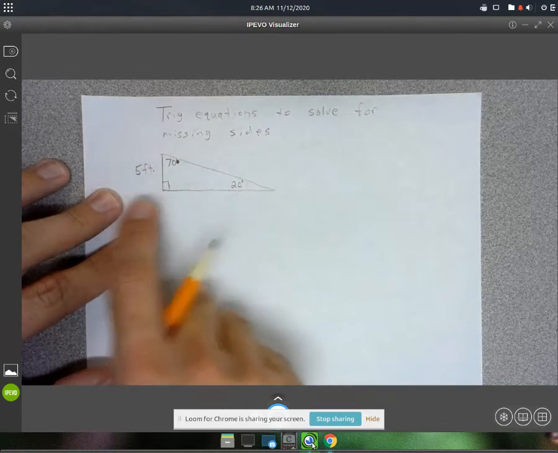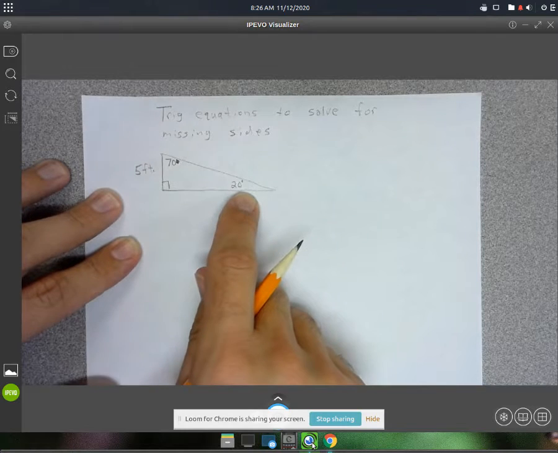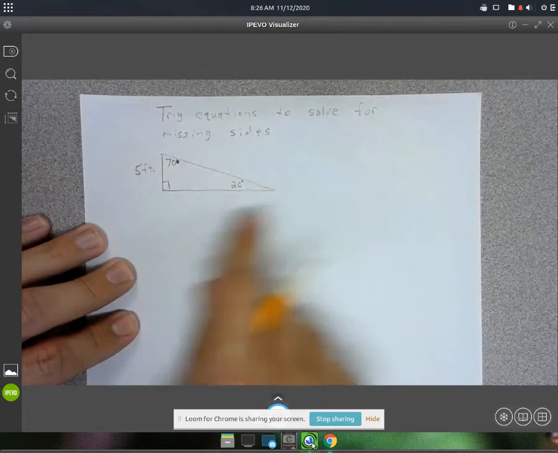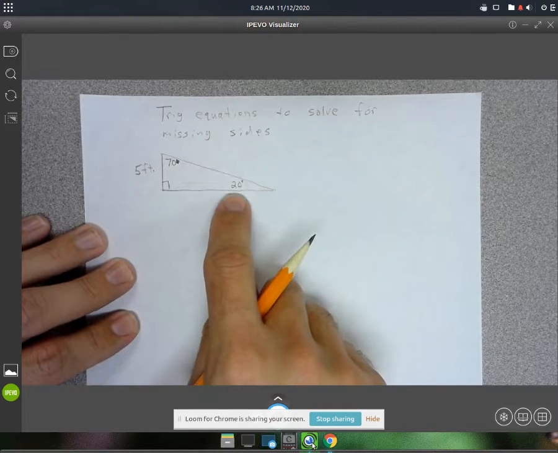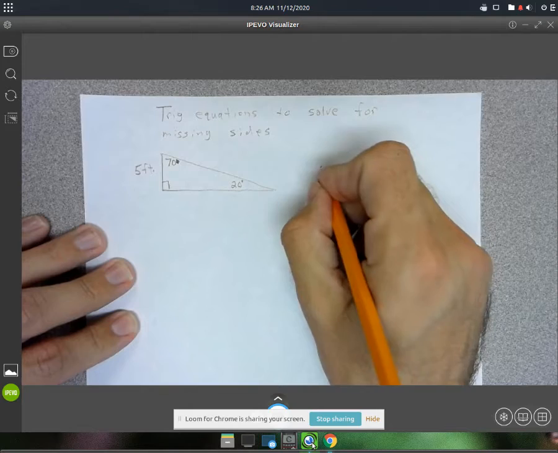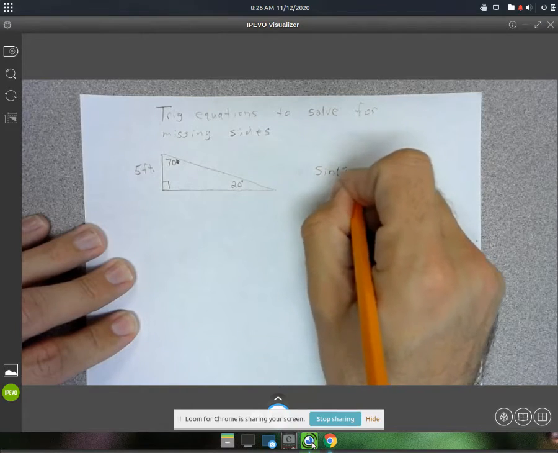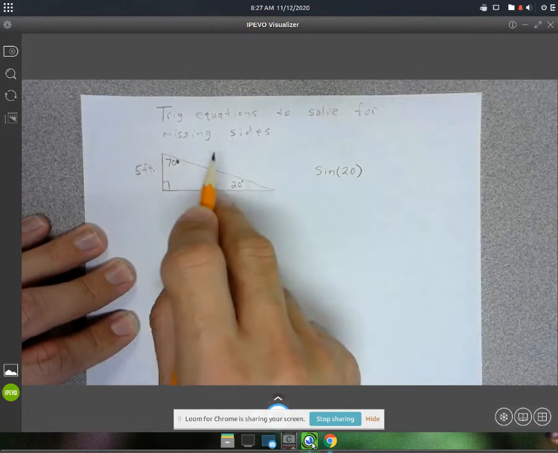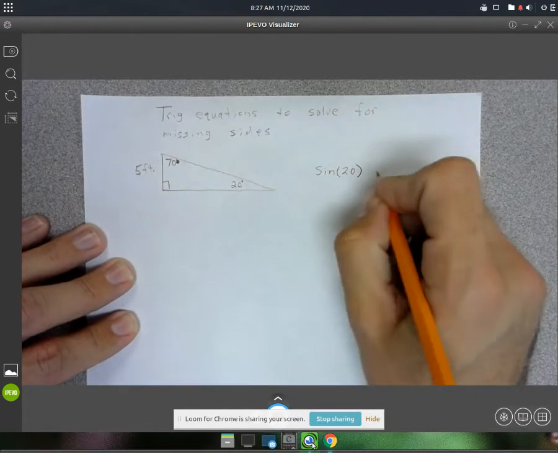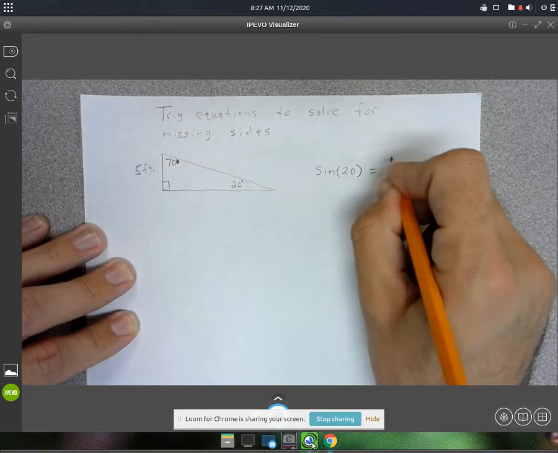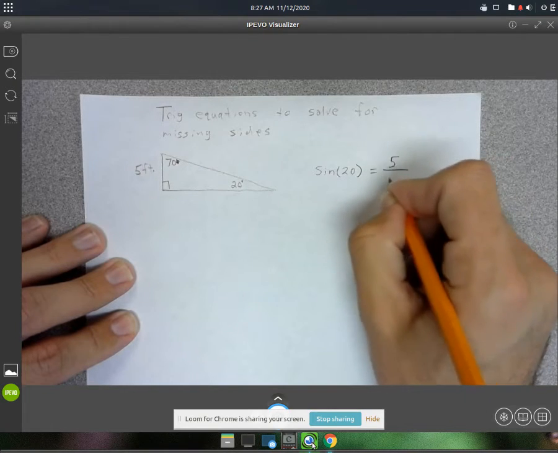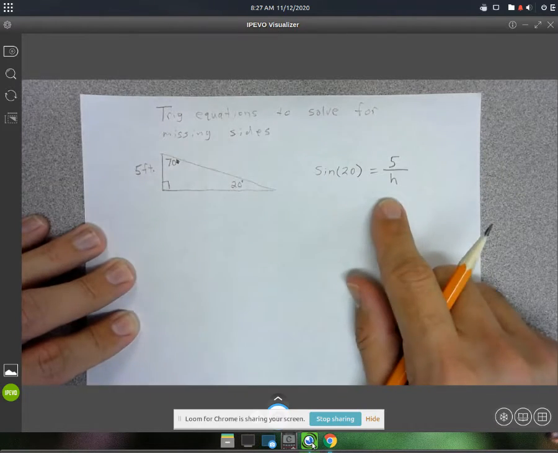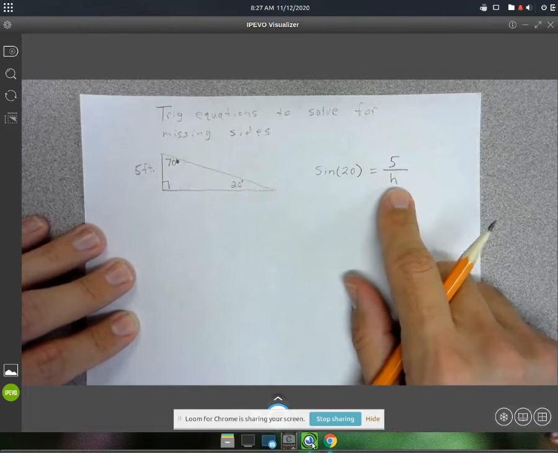Now, you can solve this either using tangent or sine or cosine. I'm going to use sine here. So I'm going to do sine of 20 degrees, and that's going to equal opposite over hypotenuse. So that's going to equal 5 over the hypotenuse.